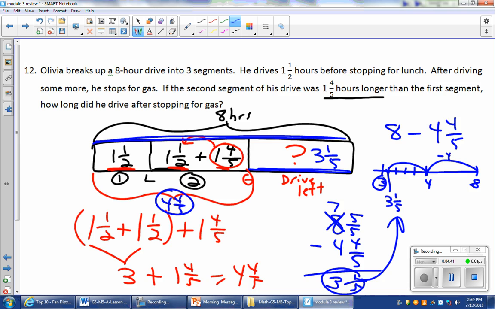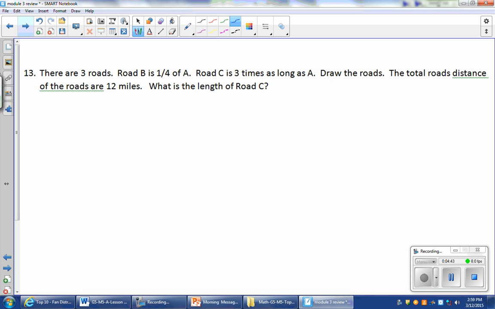One more? 13. There are 3 roads. Road B is 1/4 of A. Road C is 3 times as long as A. Draw the roads. Which road is the longest? Because that's where I want to start. I want to start with the longest road, because it's just easier to start with the longest road.